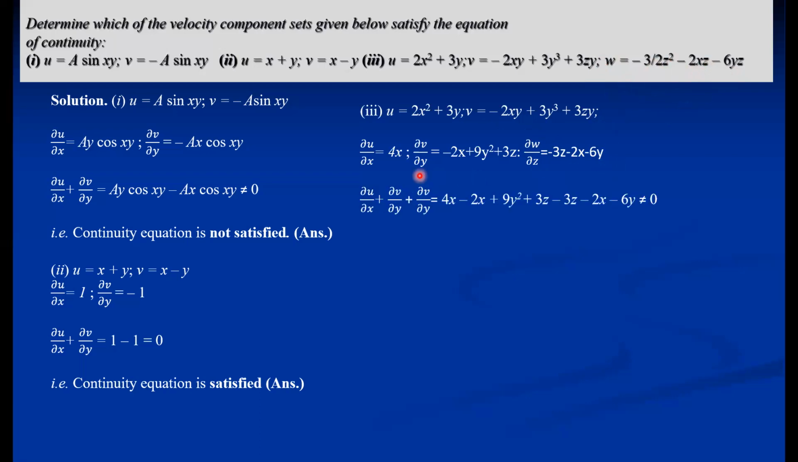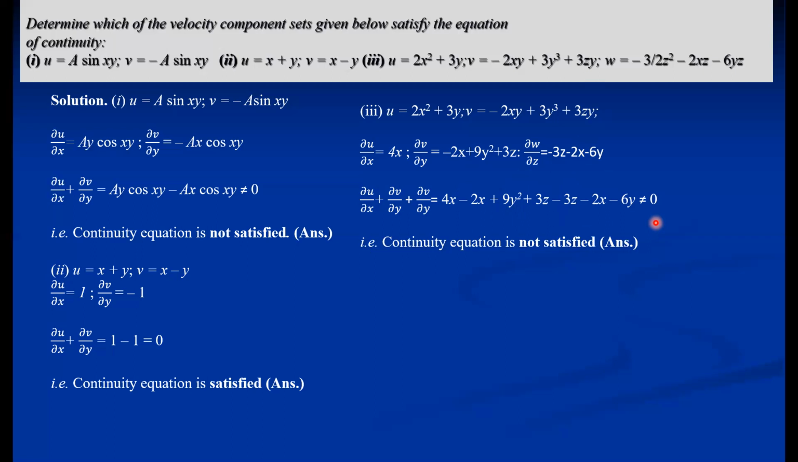Now, according to the continuity equation for three-dimensional flow, the addition of all this should equal 0. That is 4x minus 2x plus 9y² plus 3z minus 3z minus 2x minus 6y. So the entire addition is not equal to 0, which means the continuity equation is not satisfied. Means the flow is not possible, and if the given expression is for a possible flow, then in this particular case the flow is not incompressible.